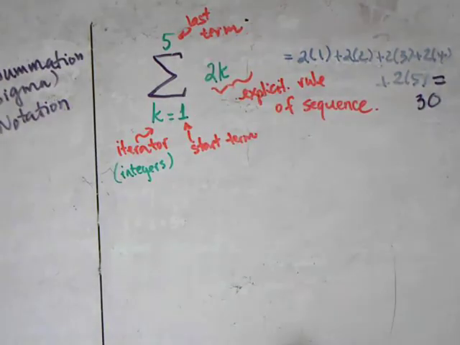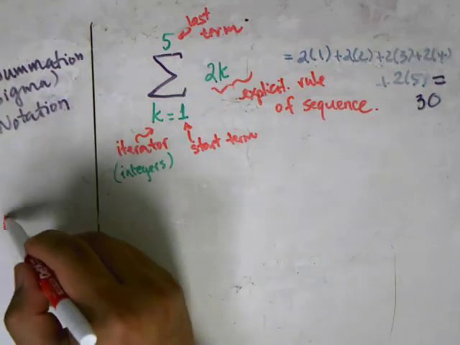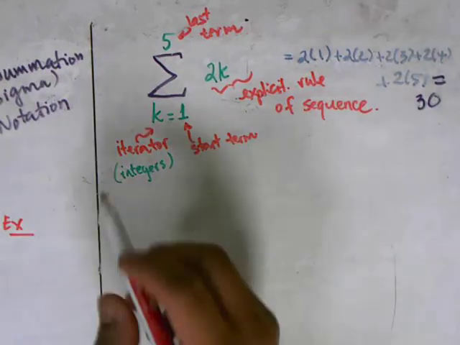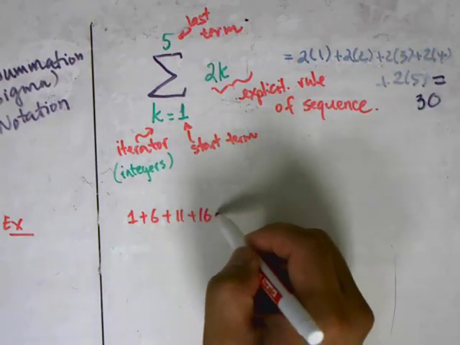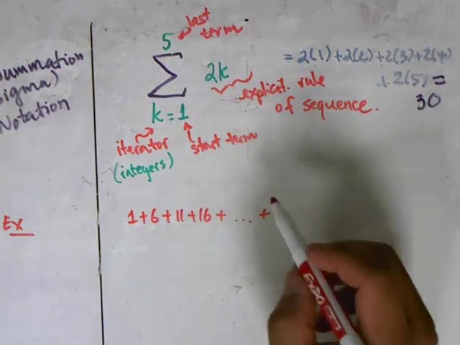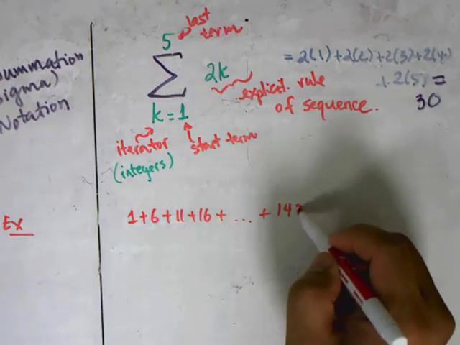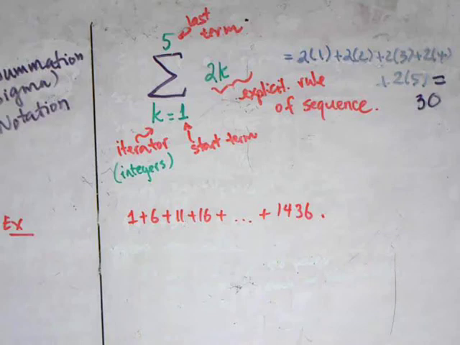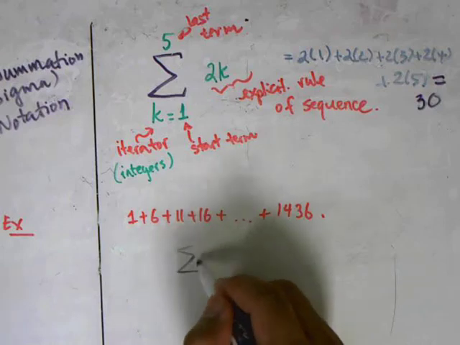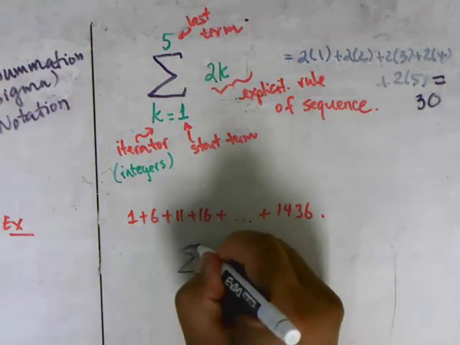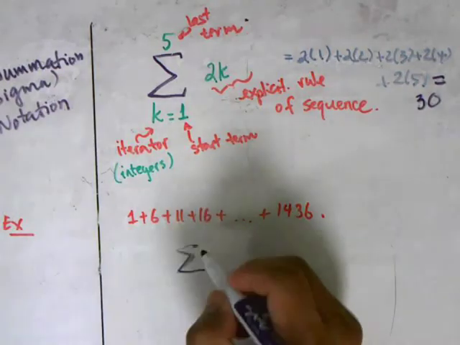So let's take a look at a couple examples so that we can get a better understanding. Let's write these things in summation notation. Let's write this first sequence here: 1 plus 6 plus 11 plus 16, all the way up to 1,436. And we're not asked to evaluate anything at this point. We just want to write this in summation or sigma notation.